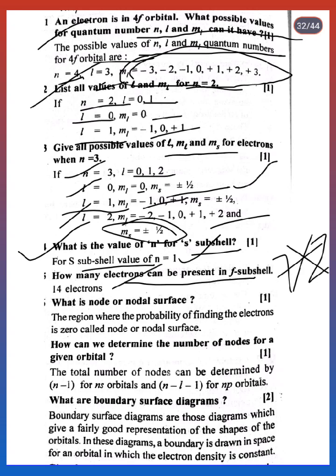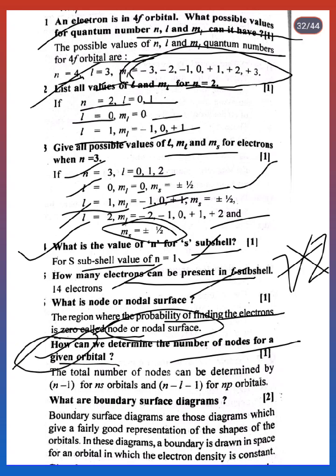What is a node and nodal surface? The region where the probability of finding the electron is 0 is called a node or nodal surface. Next, how can we determine the number of nodes in a given orbital? That is also an important question. The total number of nodes can be determined by n-1 for ns orbitals and n-l-1 for np orbitals.